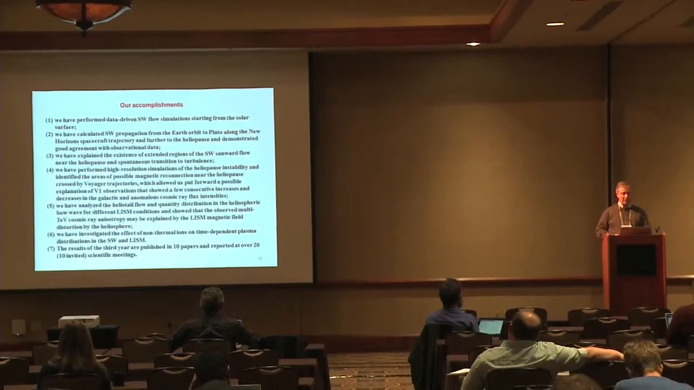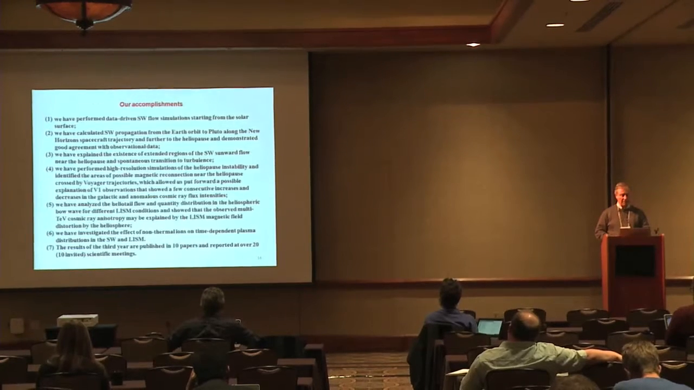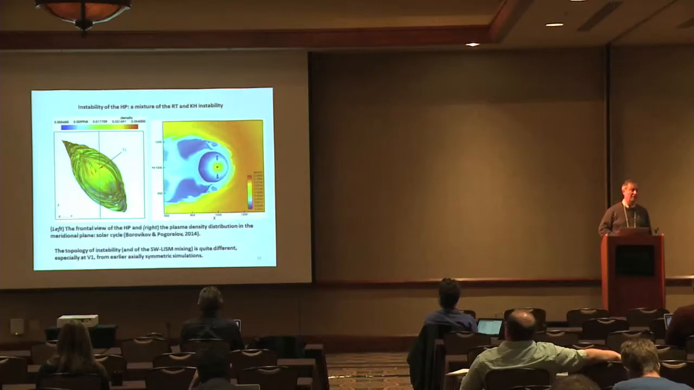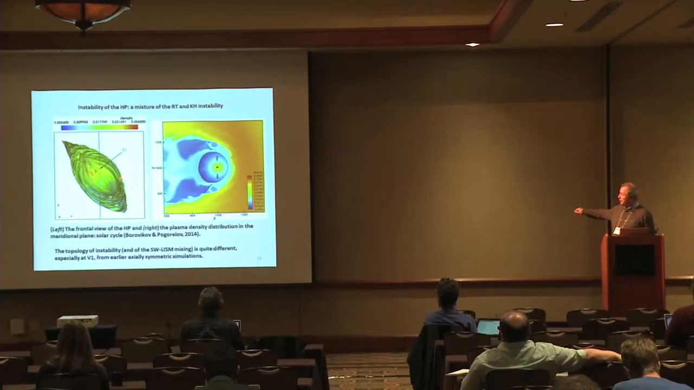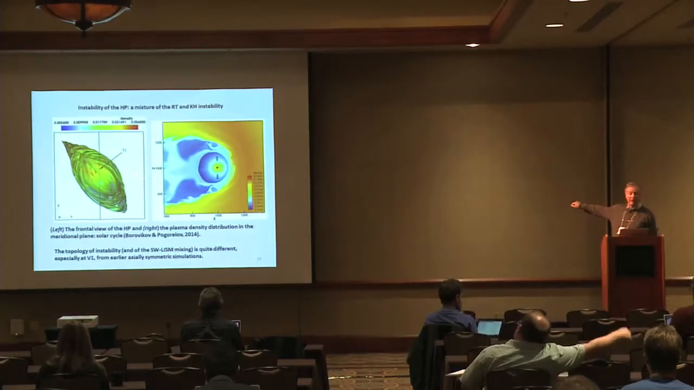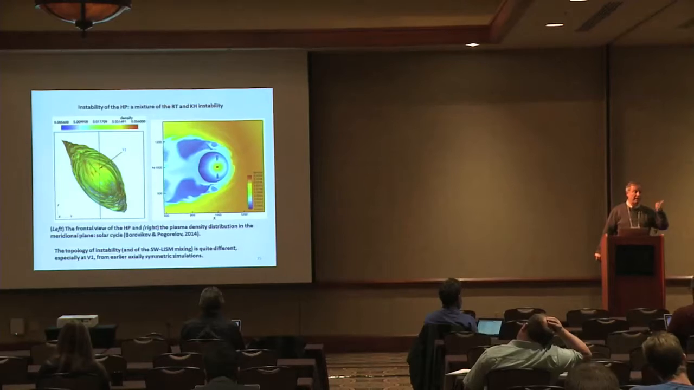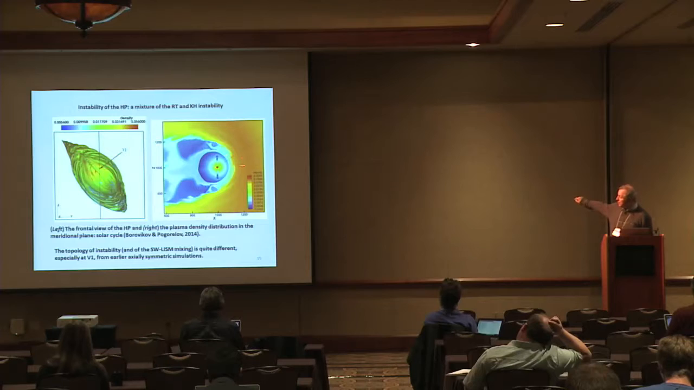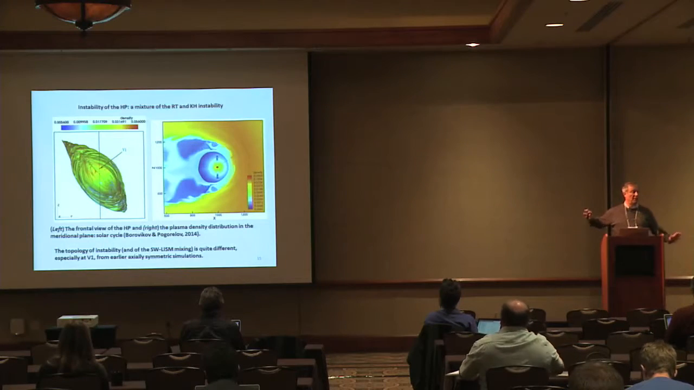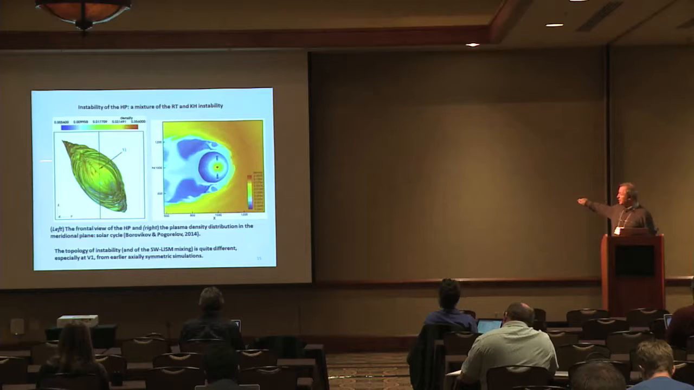I already mentioned pickup ions here, and we do publish our results. Okay. So this is how the heliopause looks when it's unstable, and it is mostly unstable due to Rayleigh-Taylor and Kelvin-Helmholtz instability, but Rayleigh-Taylor due to charge exchange, not because of gravity. And you see the density distribution, and this is the heliopause, and you see there's a clump of the interstellar medium that just penetrates deep inside the inner heliosheath, and this is the Voyager 1 trajectory.